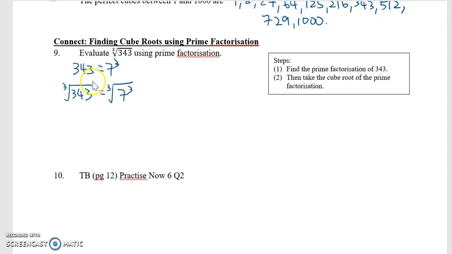343 is actually 7 cube. If I want to find the cube root of 343, it's the same as finding the cube root of 7 cube. If I have the square root of 7 to the power of n, then what the square root does is it will take the power of n divided by 2. Now for cube root, if I want to find the cube root of 7 to the power of n, it will be 7 to the power of n divided by 3.